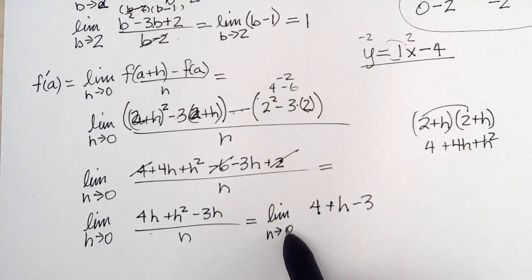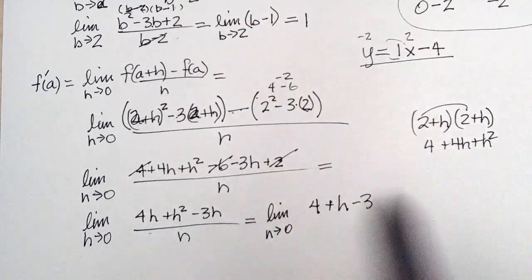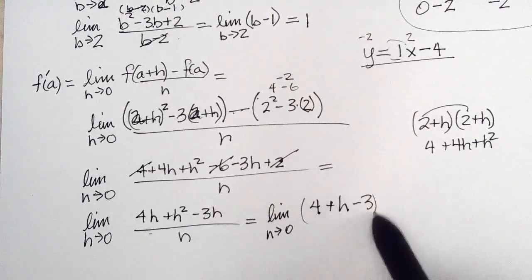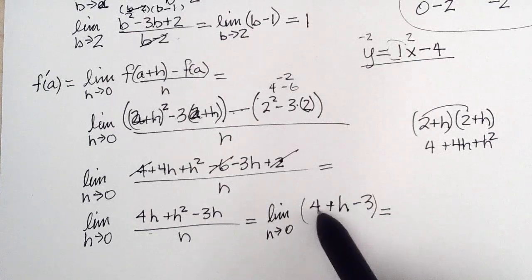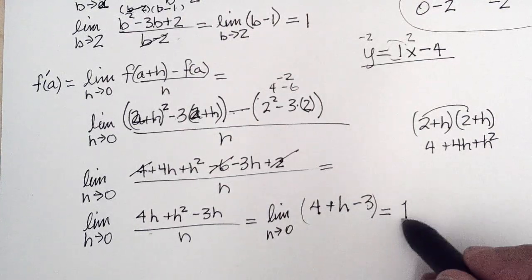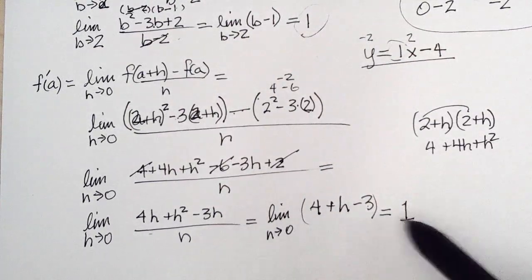And now this, I couldn't put 0 in because it would have been division by 0. But this, I can put the 0 in for the h, and it comes out to be 4 plus 0 minus 3, which is 1. Same answer we got up there, 1. This has a slope of 1.